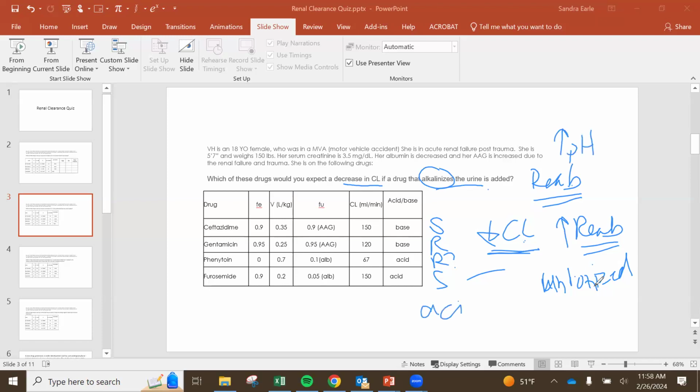Alkalinizing the urine is an increase in pH. So an acid is going to be more in the ionized form. That's going to increase clearance, but a base is going to be more in the unionized form, which is going to favor reabsorption and therefore decrease clearance. So we're looking for a drug that's primarily reabsorbed that's a base. So that's going to be gentamicin, isn't it? Good.